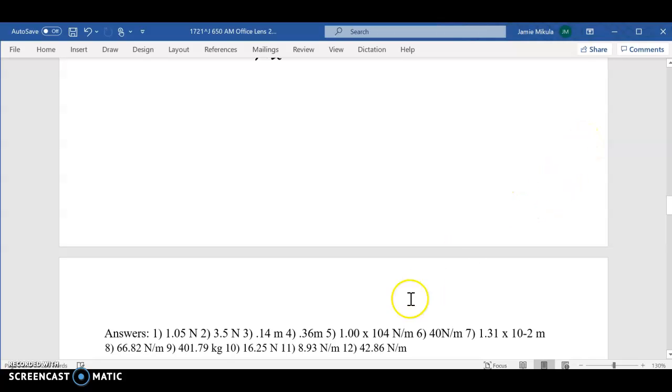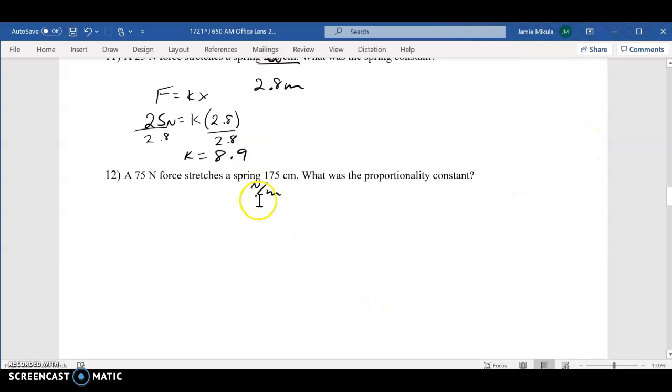And you can check all my answers here below. Actually, I just realized we had the answers. Whoops. Okay, and then the last one, number 12, says a 75 newton force stretches a spring.